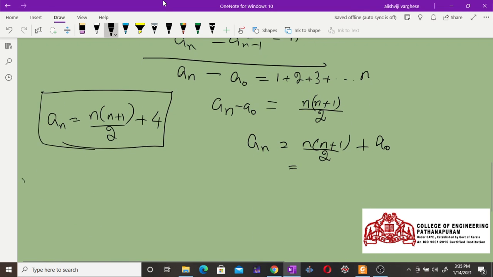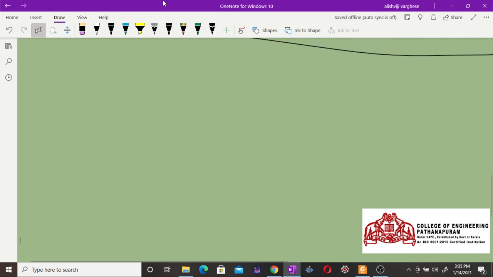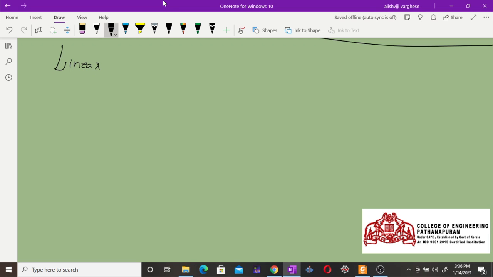So that's a method by which we can solve a recurrence relation. But this particular method is not a general one, so we have to go through some methods that are more general in nature, and we are concentrating on recurrence relations with some specific nature, and here we are concentrating on linear recurrence relations with constant coefficients.